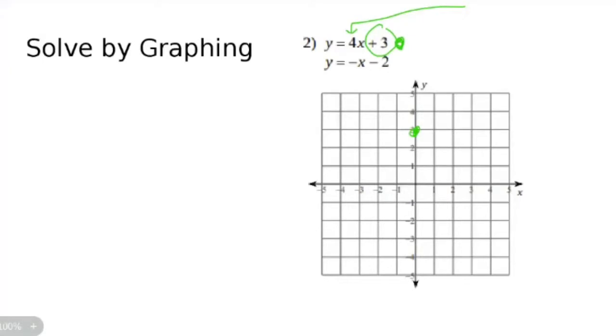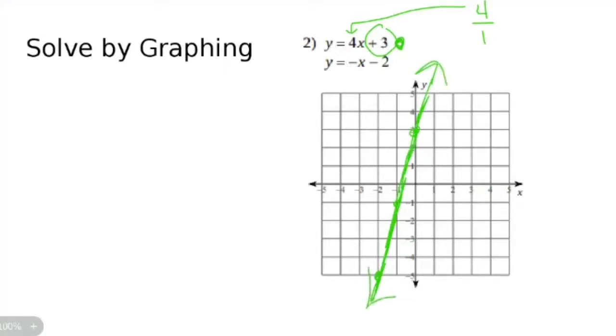My slope is 4, but I hate the way that looks, so I'm going to call it 4/1 because any number... Remember, slope is rise over run. And you can turn any number into a fraction by putting it over 1. Up 4, right 1. Well, I can't do that, so I can go down 4, left 1. Down 4, left 1. And those are the dots that I can make. Positive slopes go up and to the right.